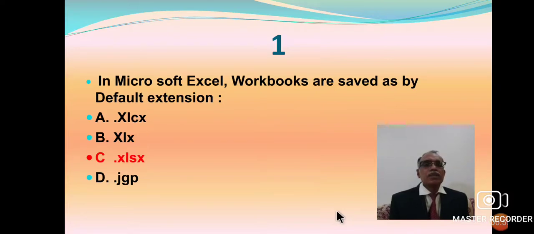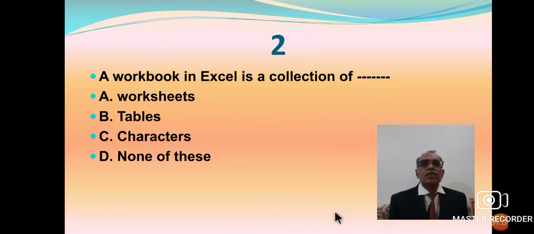Question number 2. A workbook in Excel is a collection of: A. worksheets, B. tables, C. characters, and D. none of these. So here the correct answer is A, worksheets.